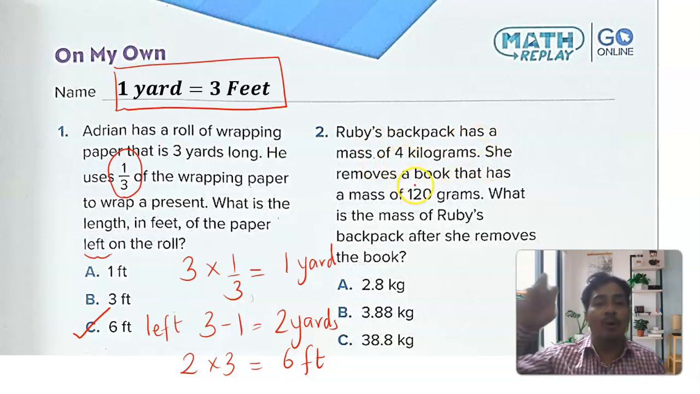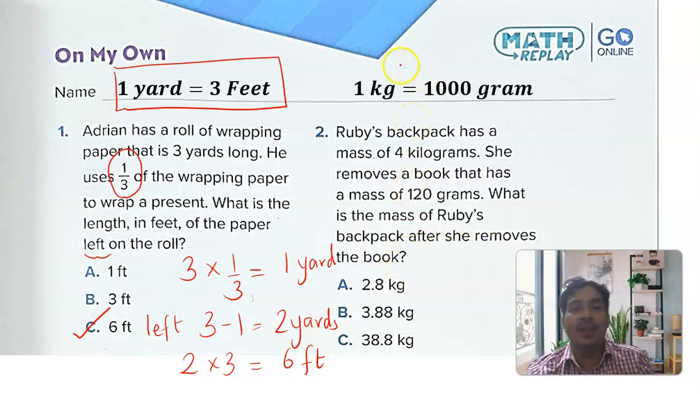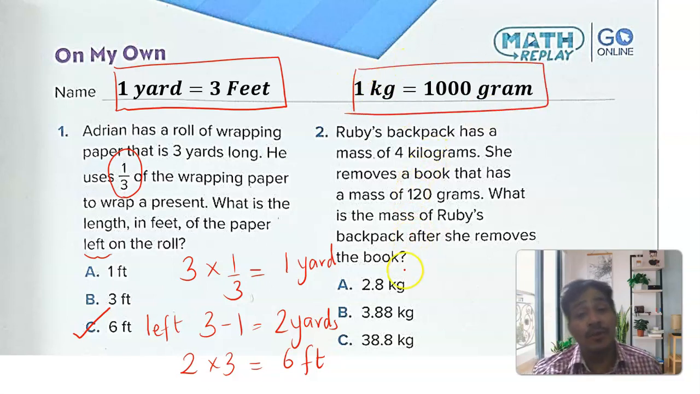Next, Ruby's backpack has a mass of 4 kg. She removes a book that has a mass of 120 grams. What is the mass of Ruby's backpack after she removes the book? So basically, you should remember that 1 kilogram is 1000 grams. So if the answer is in kilograms, I will convert the grams to kilograms. To convert grams to kilograms, you have to divide by 1000.